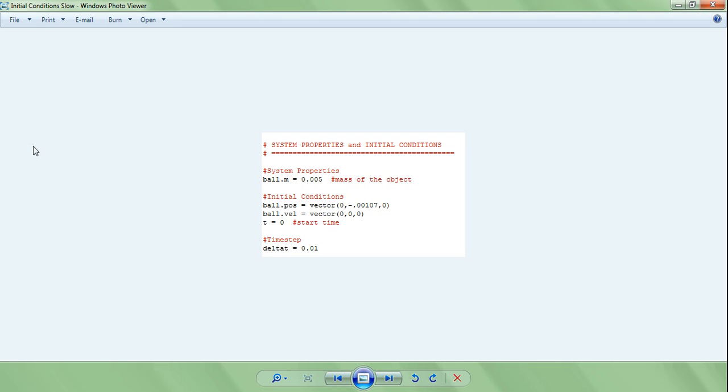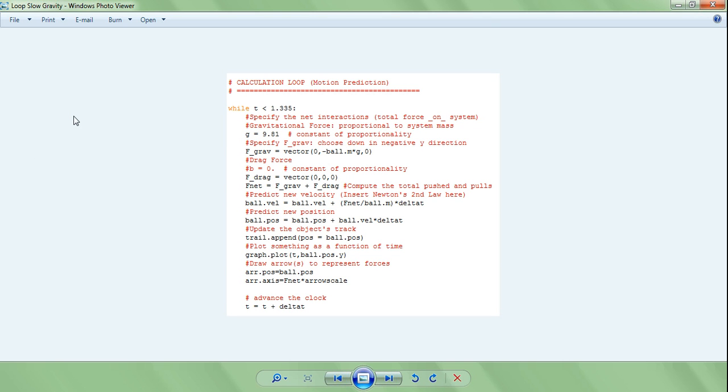To set the initial conditions of the bag, I found the mass of a typical plastic bag to be about 0.005 kilograms, and then I got the initial position from the tracker data of the first frame, and set the initial velocity equal to 0 because the bag is dropped from rest. And I chose delta t to be 0.01 because it's sufficiently small compared to the time interval of 1.335 seconds.